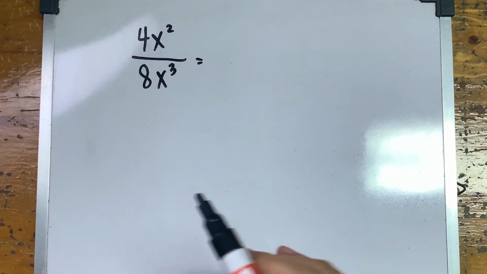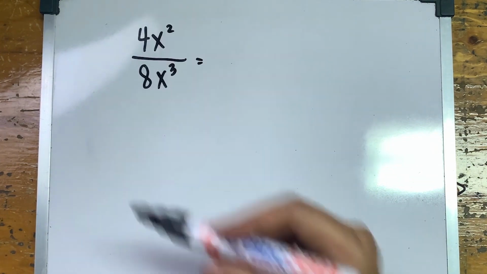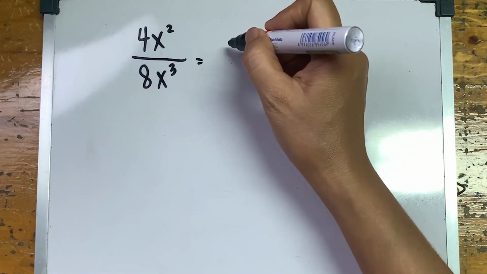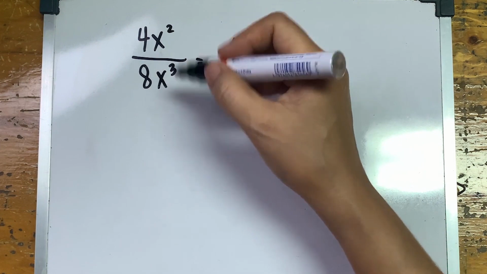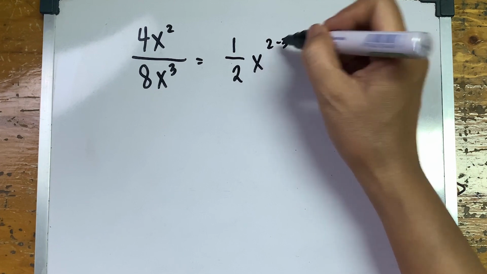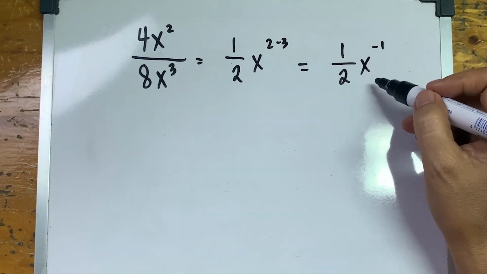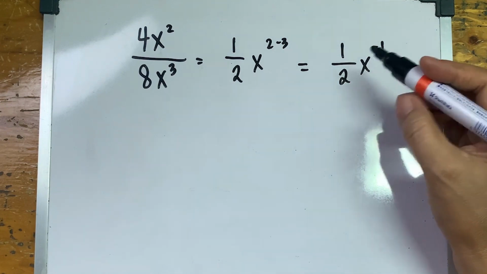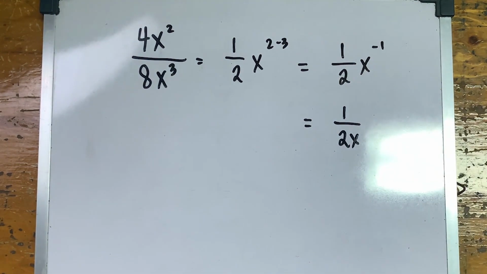Next example. 4x squared divided by 8x cubed. Again, we have to work on the numerical coefficient. So 4 over 8, we simply reduce it. So it will be 1/2. And then since we have the same base, and it's division, you have to subtract the exponents. So 2 minus 3, which leads us to 1 over 2 x to the negative 1. Again, we have the rule that once it's raised to a negative power, all you need to do is get its reciprocal. So here, the answer will be 1 over 2x.